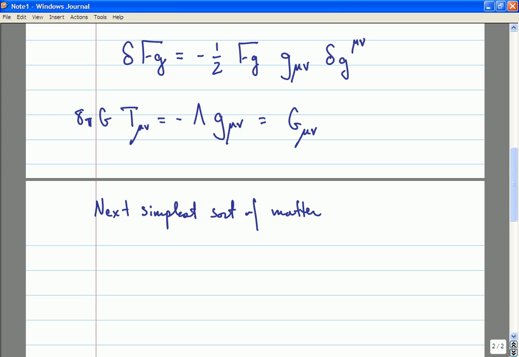But in fact, there's an even simpler sort of matter that one could consider, which is known as a scalar field. And so that would be the case where our matter degrees of freedom are given by a scalar field, so that is to say a field phi, which would just be a function of points in space-time. So this would be the simplest type of field theory that one could possibly consider. And it's a scalar simply because phi will transform as a scalar under coordinate transformations.